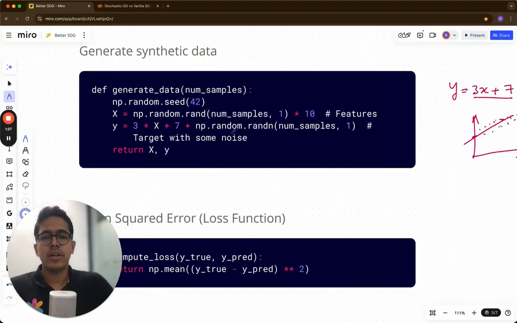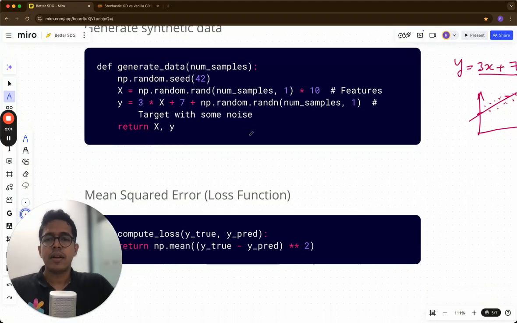To add the noise, we are using this np.random.randn. So we are creating a set of random numbers, and we are adding a random number to the y equal to 3x plus 7 equation. And this np.random.seed is acting as an initial number which will help us have reproducible results even if we are using a random number generator. If the seed is kept constant, the output of this random number generator will always be the same. If the seed is not provided, the output will vary.